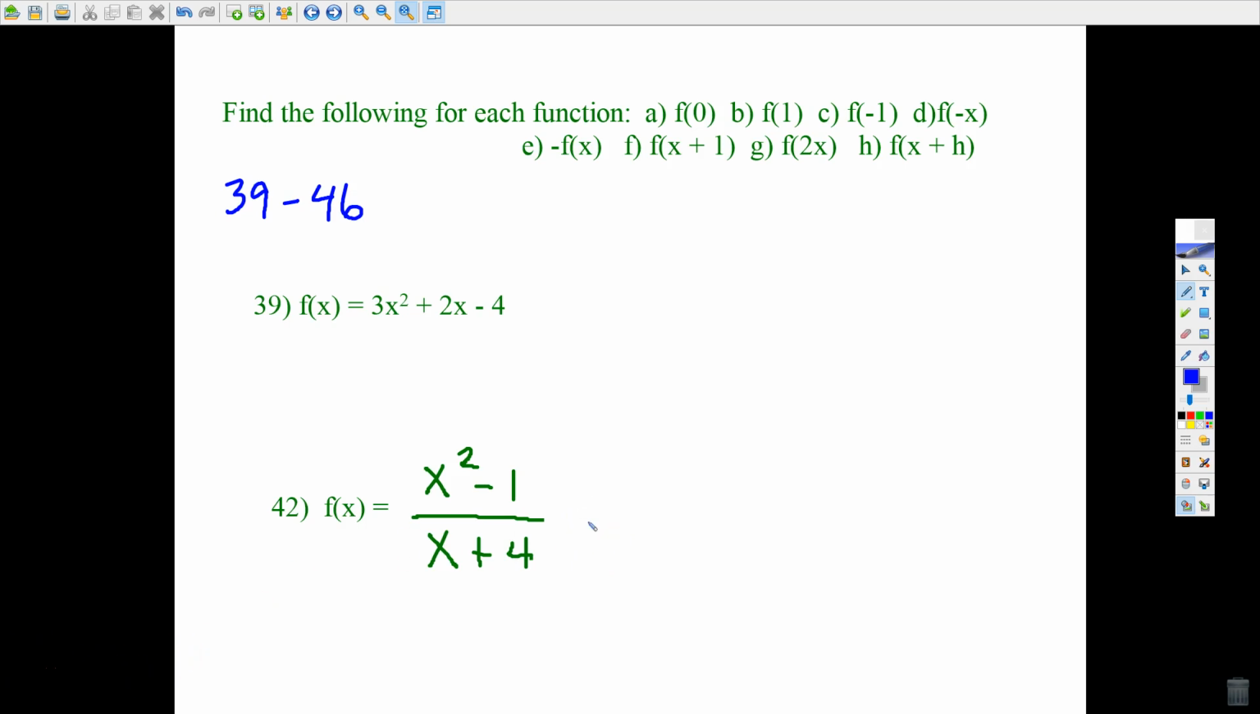Okay, so remember what this notation stands for. This means I'm going to input 0 into this function, and I'm going to get the related output. All right, so let's just start off with letter A. F of 0 means literally, and you don't have to write this every time, but I just want to make sure you understand what's going on. I'm inputting 0 for x in this function. And when I do, the output becomes -4. So that would be my answer for letter A.